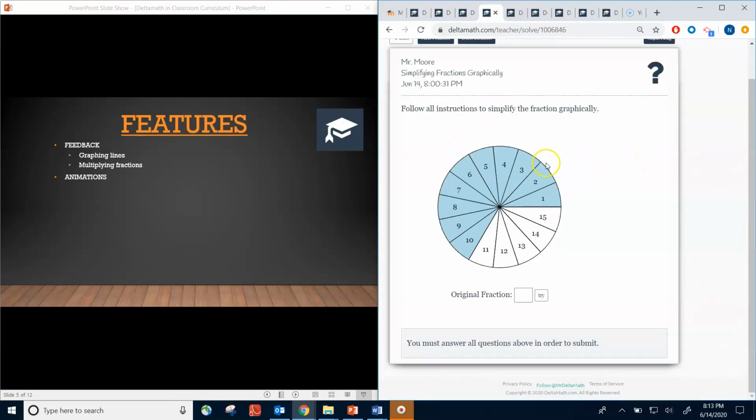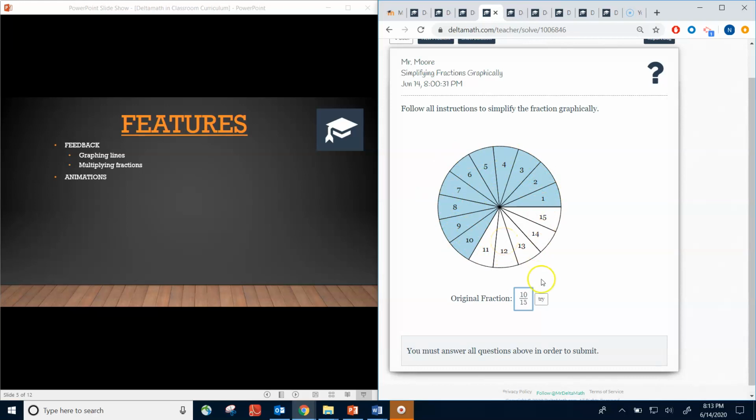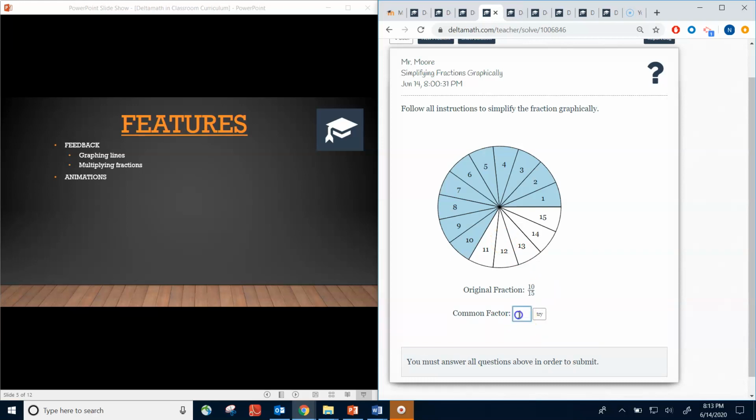Well, so here we have this wheel of fraction, and then it's like, well, let's try to make this as a fraction. It says our original fraction is how many of these squares, or how many of these portions? It is 10 out of 15 total. So we could do 10 out of 15. We could try that. What's the common factor? Well, the number that can go into 10 and 15 would be 5.